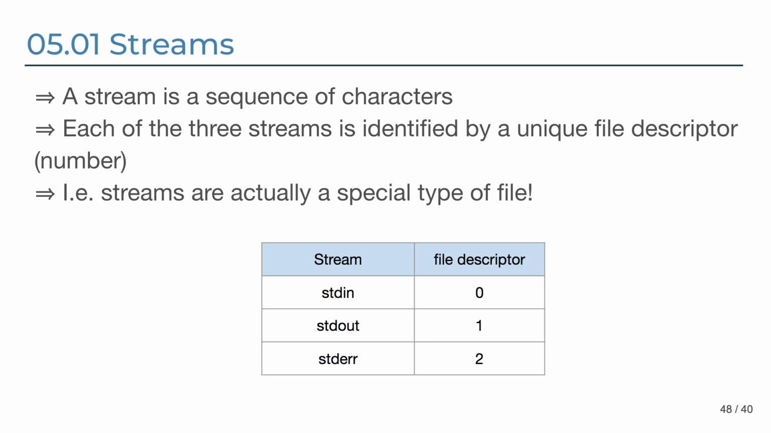And so what's a stream after all? Well, a stream is nothing else than a sequence of characters. What the encoding for the stream is is another question, but by default you should always assume it's UTF-8 encoded characters.